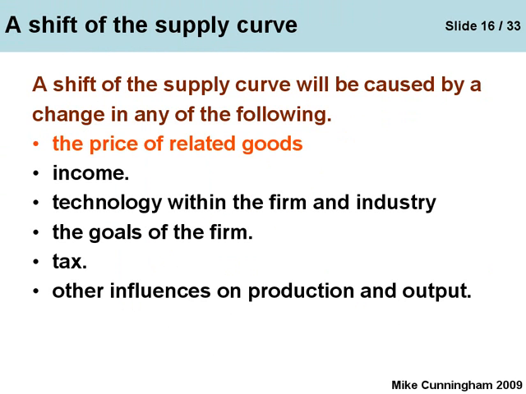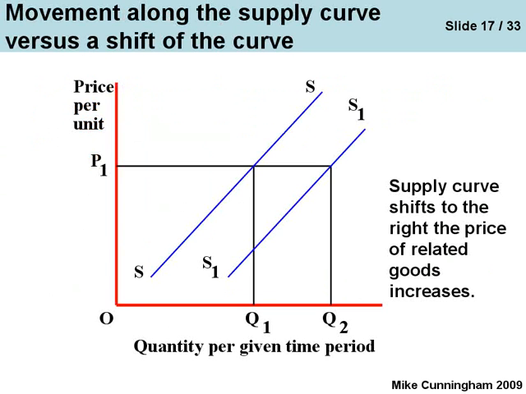Let's start with the price of related products. Now, the point here is that the supply curve will shift to the right if the price of related products increases.